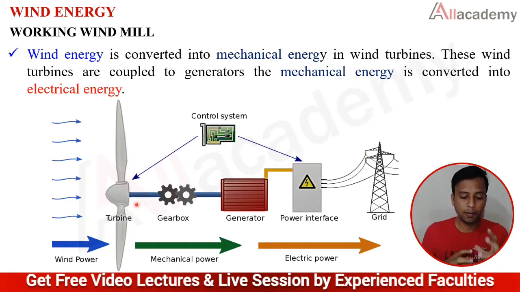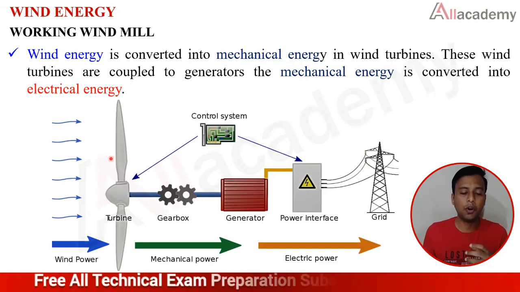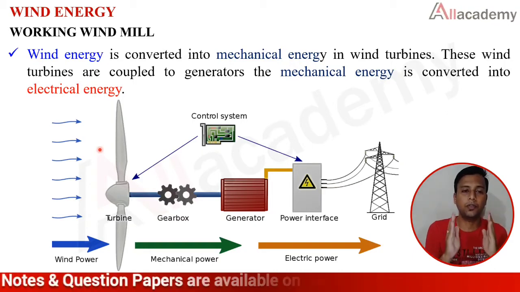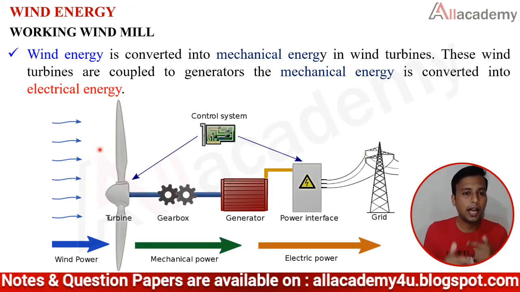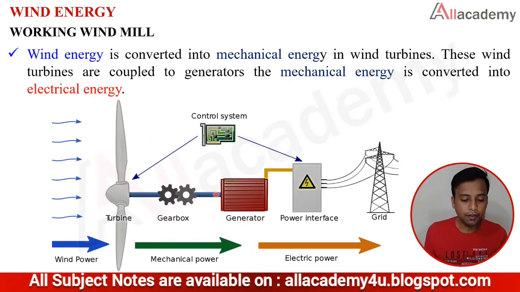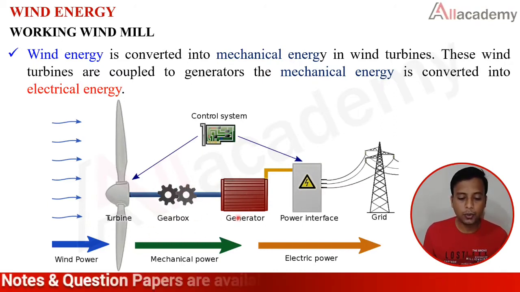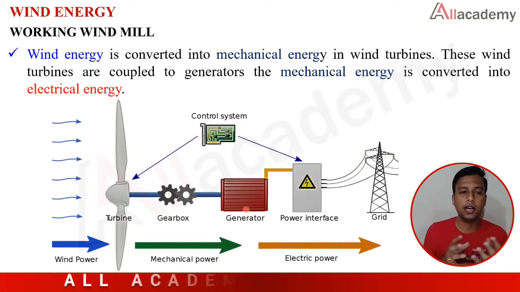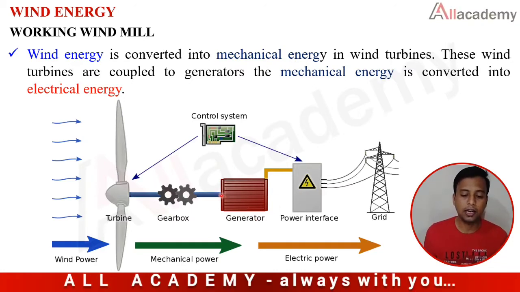So this gearbox will help the turbine to adjust its speed, because we cannot make the turbines rotate for a fixed velocity or a fixed speed. It has to adjust its speed based on the velocity of the air, and that can be achieved by the gearbox. Then this gearbox in turn is connected to the generator, where the mechanical energy is converted into electrical energy.